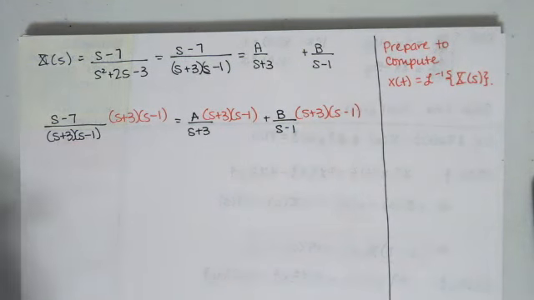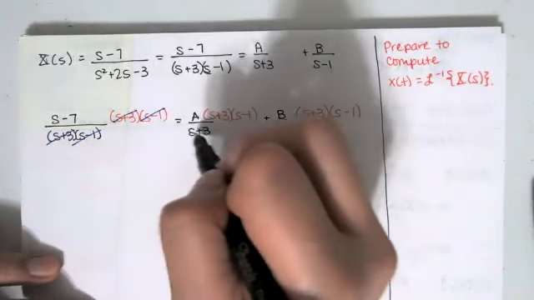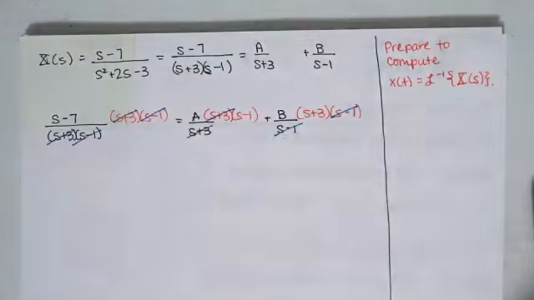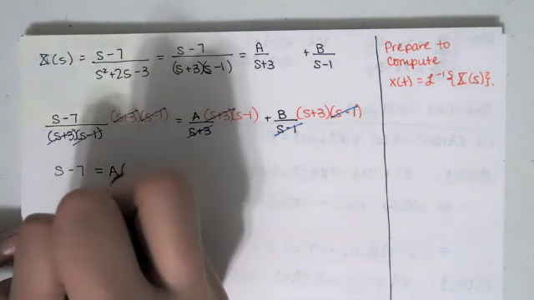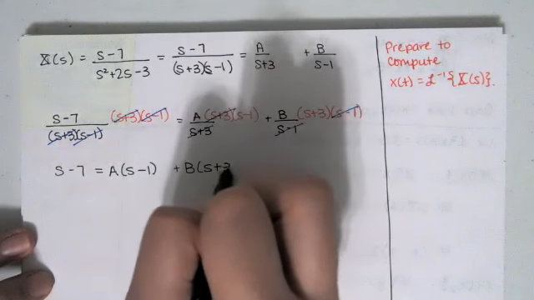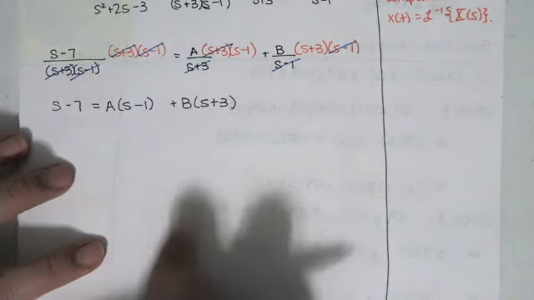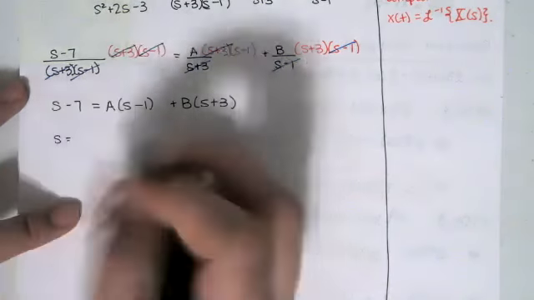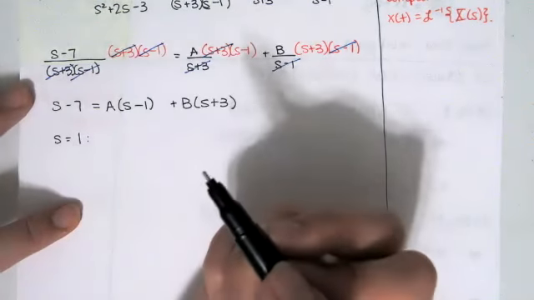And then let's simplify. The s plus 3's reduce here, and the s minus 1's reduce there. And so we get s − 7 = A(s − 1) + B(s + 3). Since we have two linear factors and neither one is repeated, it's really easy to solve for A and B. We'll just choose the values of s that cause each of these factors to be 0. When s equals 1, this factor is 0.